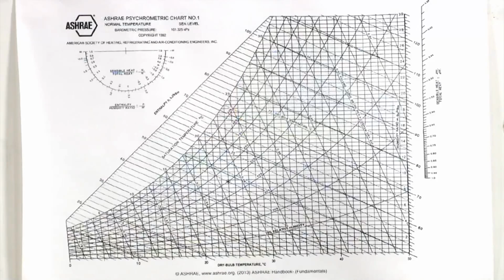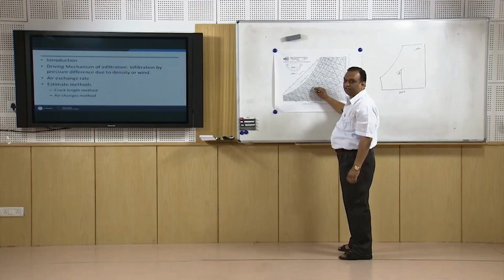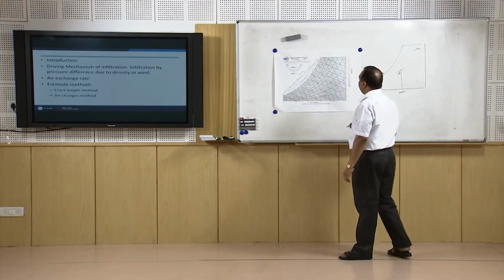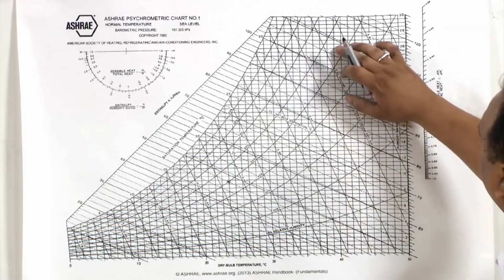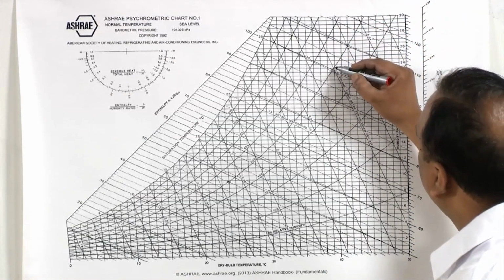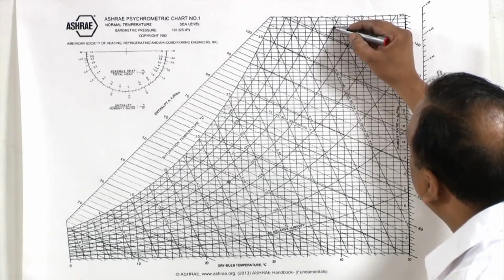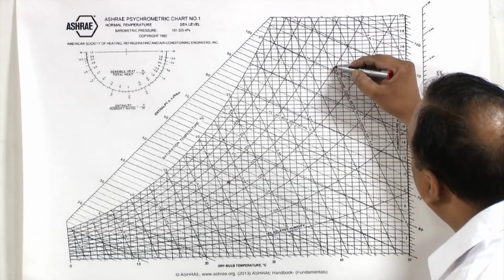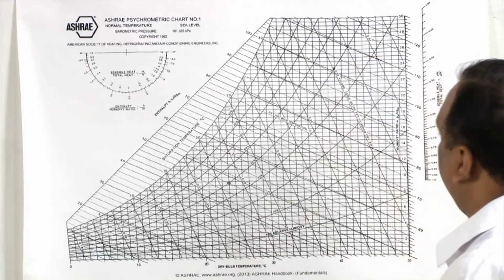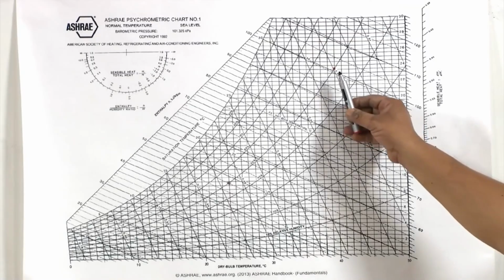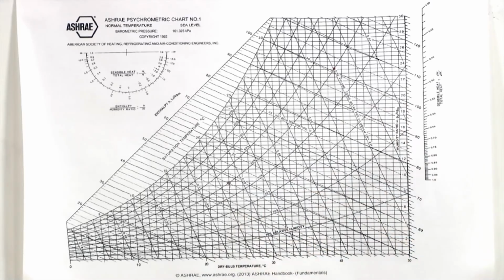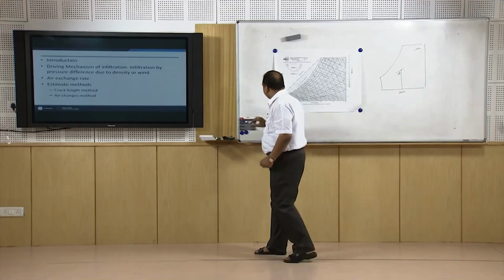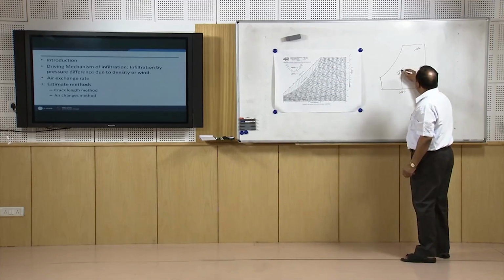Let me take the psychrometric chart. Now, here suppose this is the inside condition, not the air supply condition, this is the inside condition, and outside air is available, let us say 40 degrees centigrade and 50% relative humidity. This is outside air. Now, air available here enters the room, and after entering the room, this air will bring energy to the room.